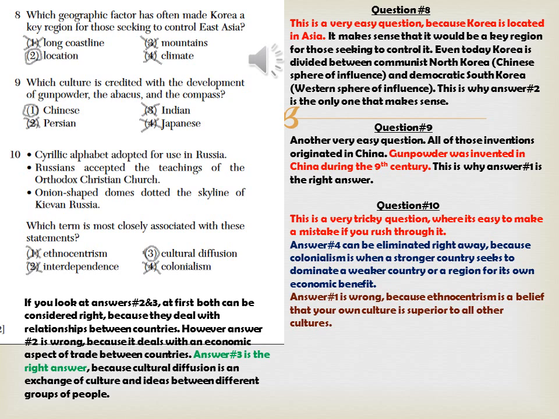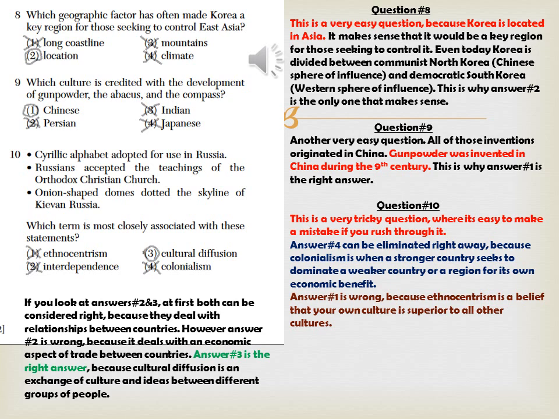So answer number 4 can be eliminated right away. Why? Because colonialism is when a stronger country seeks to dominate a weaker country or region for its own economic benefit. So 4 is wrong. Answer number 1 is wrong because ethnocentrism is a belief that your own culture is superior to all other cultures. It's a fancy way of terming racism. It's sort of like racism.